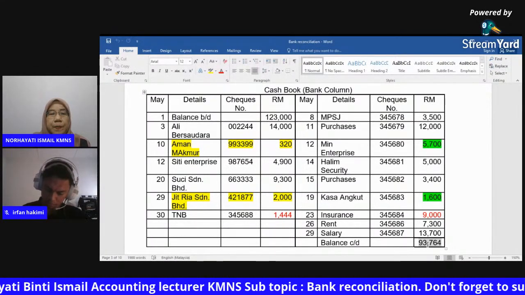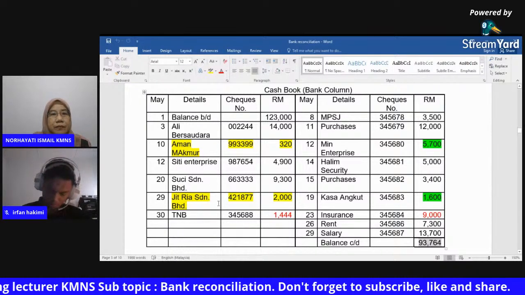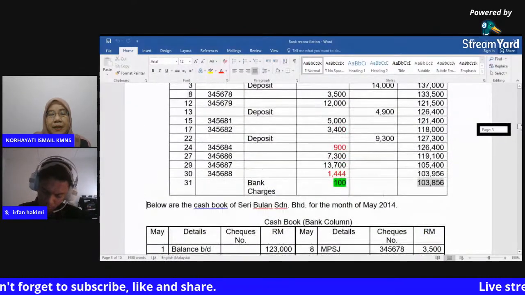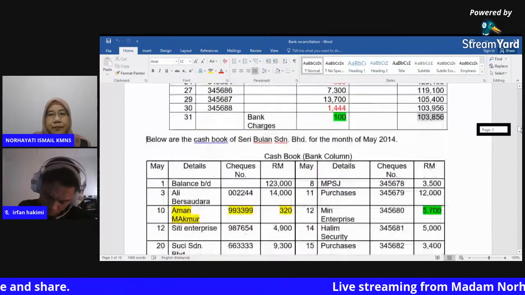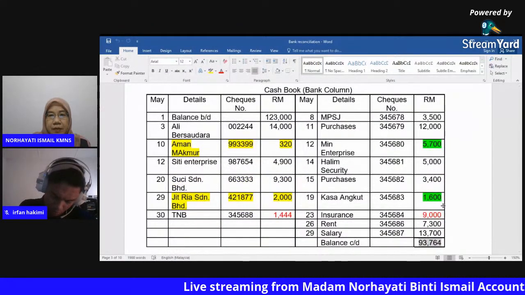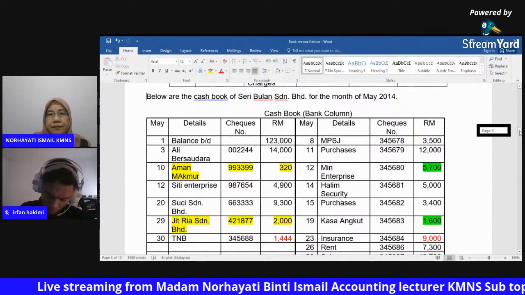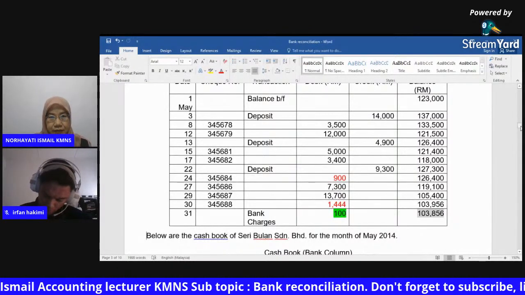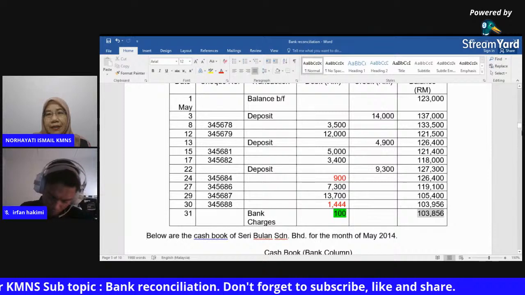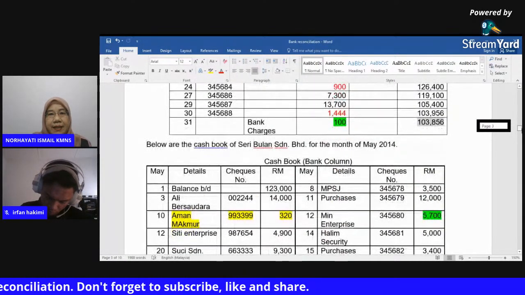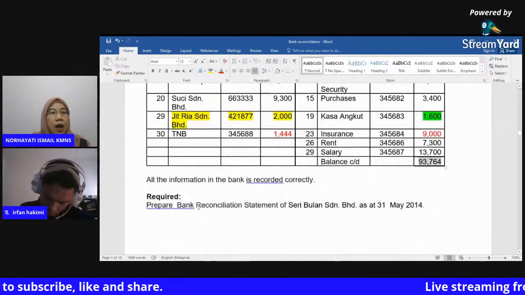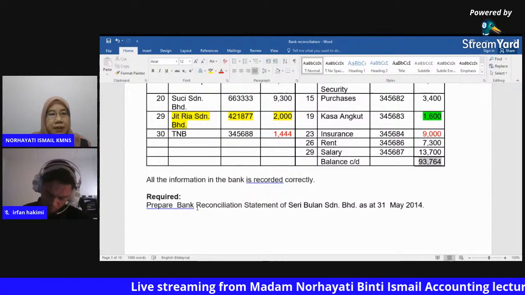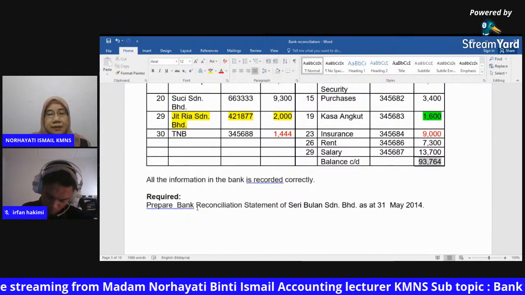Number two, we must compare the debit item in the cash book with the credit item in the bank statement. So you have to compare. Number three, we have to compare the credit item in the cash book with the debit item in the bank statement. Number four, we must find, is there any error? So you can see the red color represents error. So the error, we find out the error in the cash book. Based on the question, all the information in the bank statement has been recorded correctly.